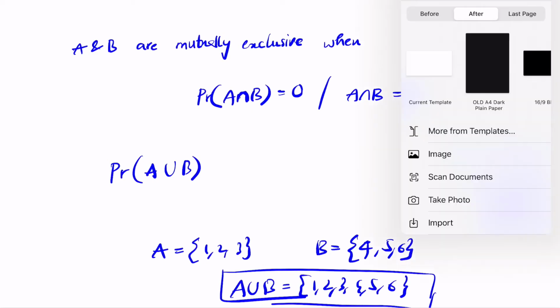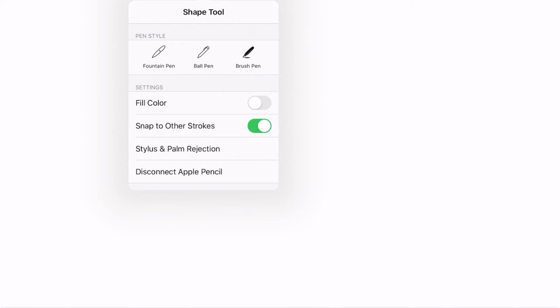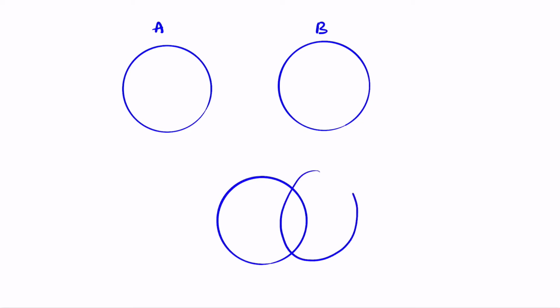So there is one other method of representing sets. That method is called the Venn diagram method. So how do we use the Venn diagram method? Let's say if you have two sets A and B. So let's say these two sets are intersecting with each other.